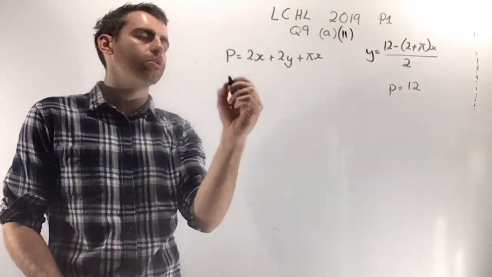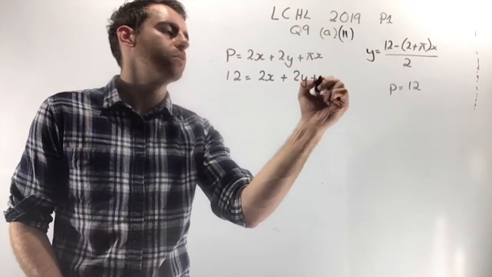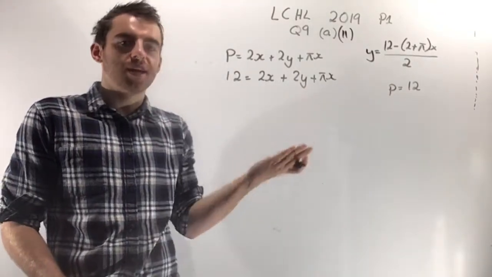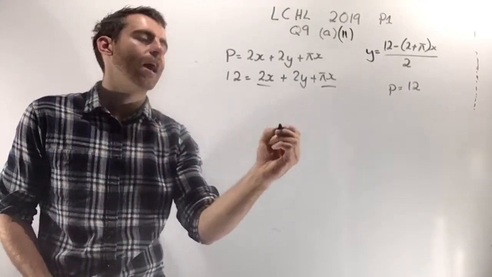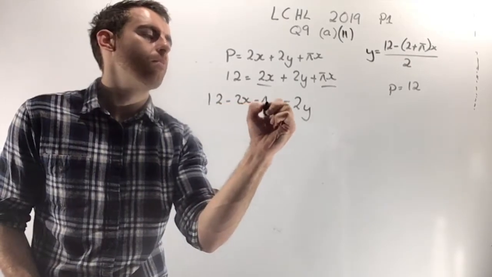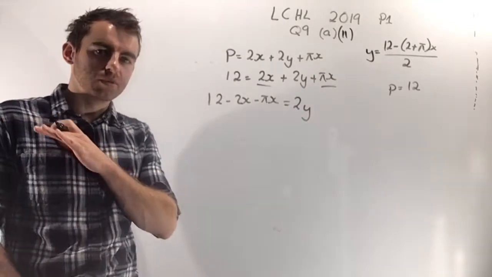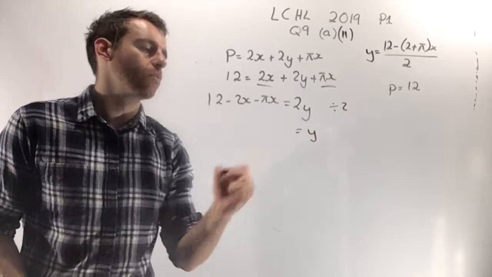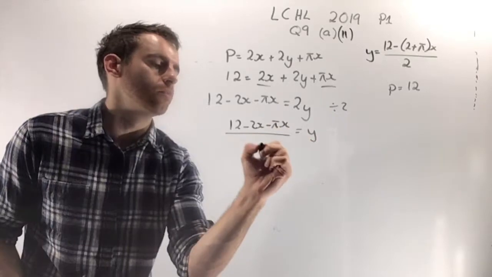So I've been told the perimeter is 12, so that's the first thing we should do. Just rewrite it as 12 is equal to 2x plus 2y plus pi x. And now all I want to do is isolate my y, get y on its own. So I'm going to bring the other two terms on the right hand side over to the left. If I do that, I can say that 12 minus 2x minus pi x is equal to 2y. Now clearly I want to get y on its own, so I'm going to divide everything by 2. If I divide everything by 2, the right hand side just becomes y, and the left hand side stays the same, it's all over 2.